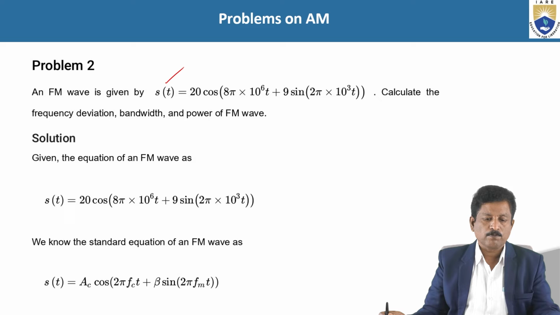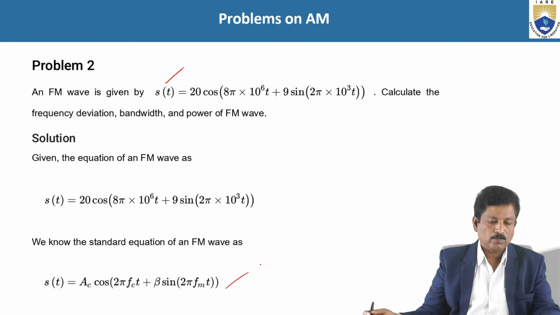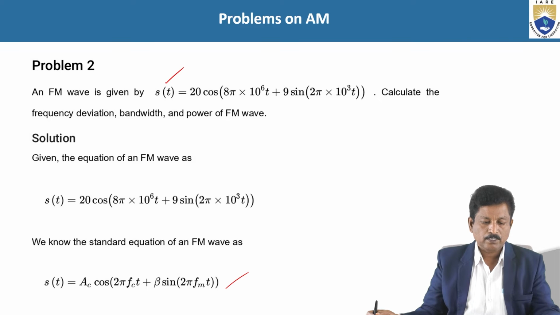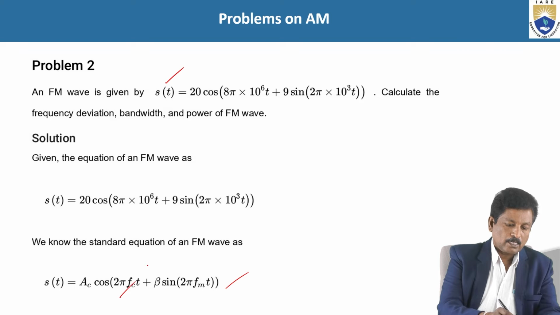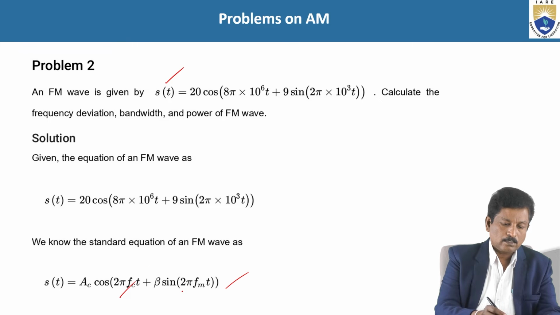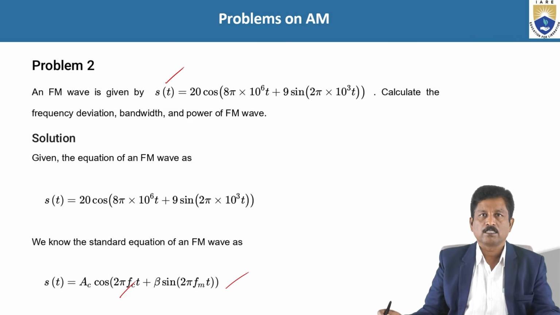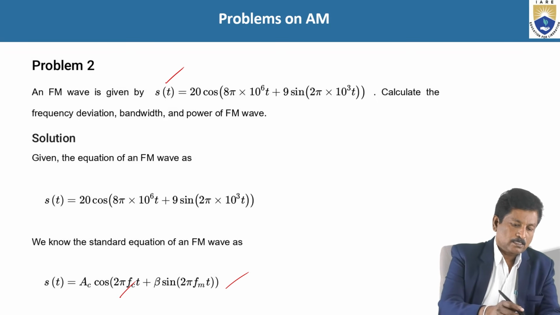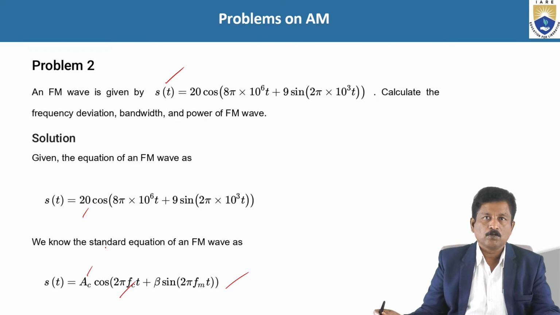The given problem can be compared with the standard FM wave: S of t equal to AC into cos of 2 pi FC t plus beta into sin 2 pi FM t. AC cos 2 pi FC t is the carrier signal, and the beta sin 2 pi FM t term gives the bandwidth, the sideband frequencies. By comparing this standard equation with the given problem statement, you can easily calculate AC, so AC equal to 20 volts.